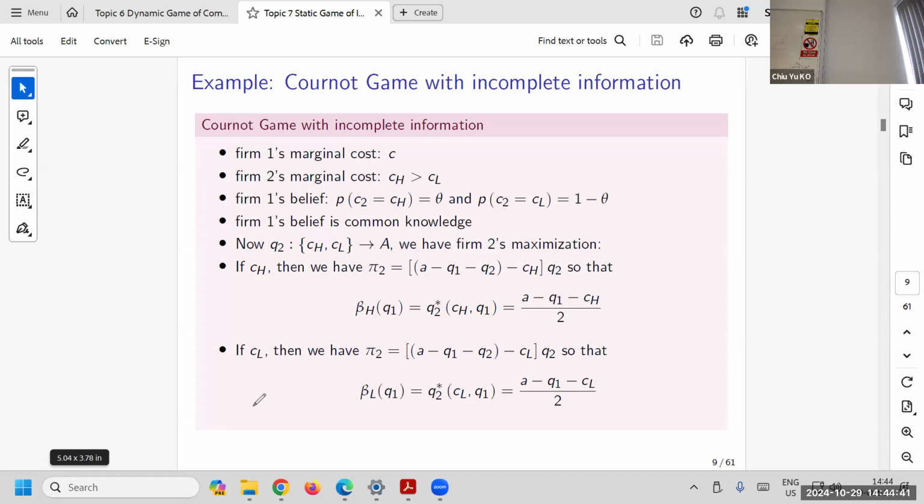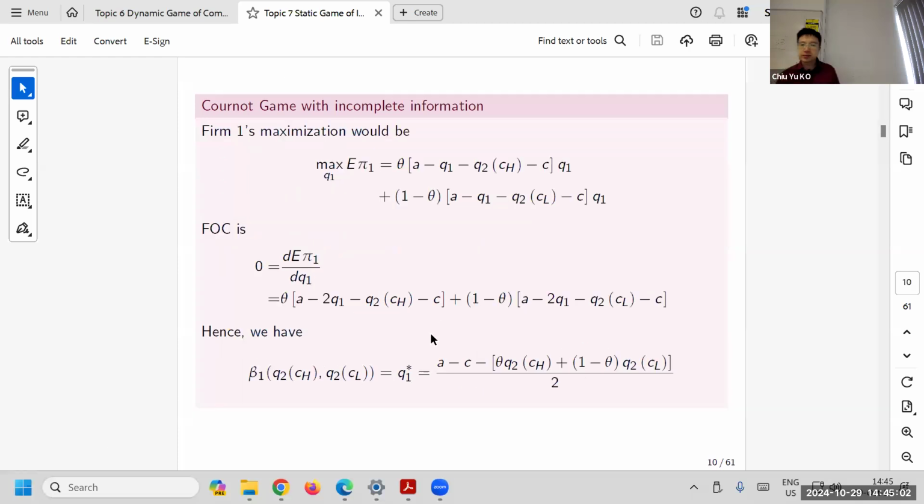That shouldn't be difficult. You know how to solve that one. Is that okay? If you want, I can solve it for you, but just a standard FOC can solve it. Now, this is nothing new because there are two possible cases, right? The only troublesome part is firm one. Firm one is looking at the expected profit. At theta, he's facing high type. At 1 minus theta, he's facing low type, right?